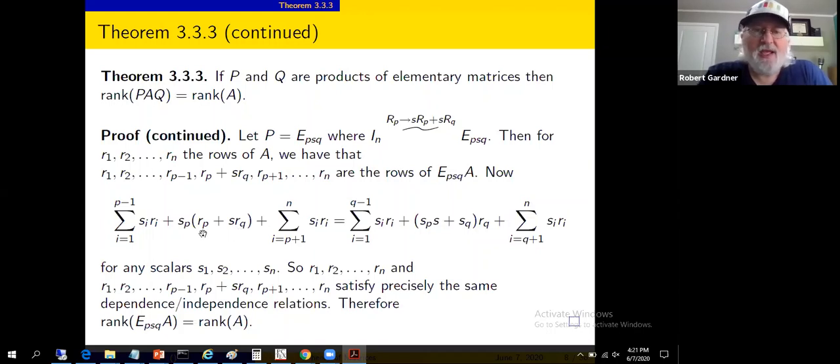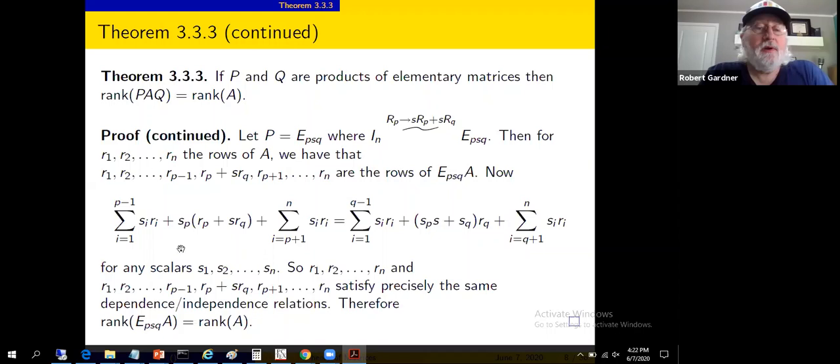You did that to the Pth row of A, but now I want to talk about the rows of the original matrix A. So that implies a modification of the coefficient of R sub Q, not R sub P. So we've got an S sub P times R sub Q, plus somewhere in one of these two sums, there's an S sub Q R sub Q. So the books are balanced. All right. I claim, well, this one's a little more complicated, we get precisely the same dependence and independence relations.